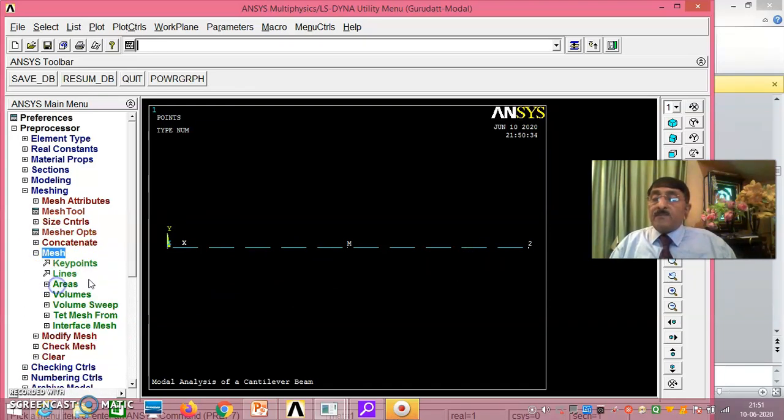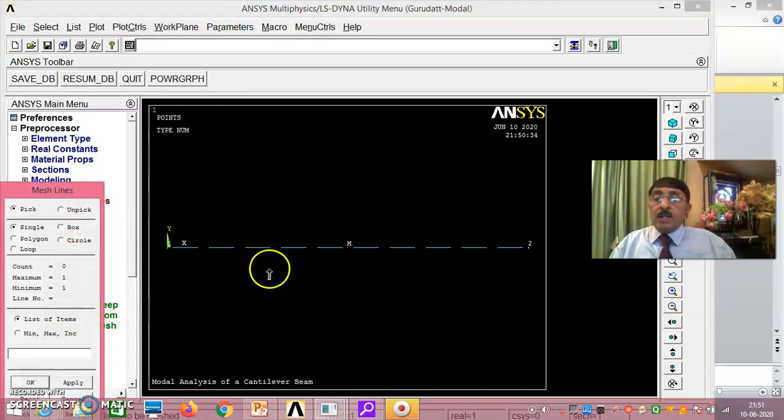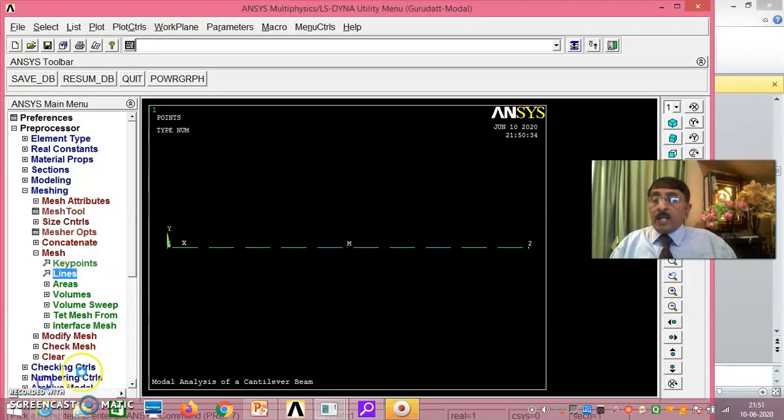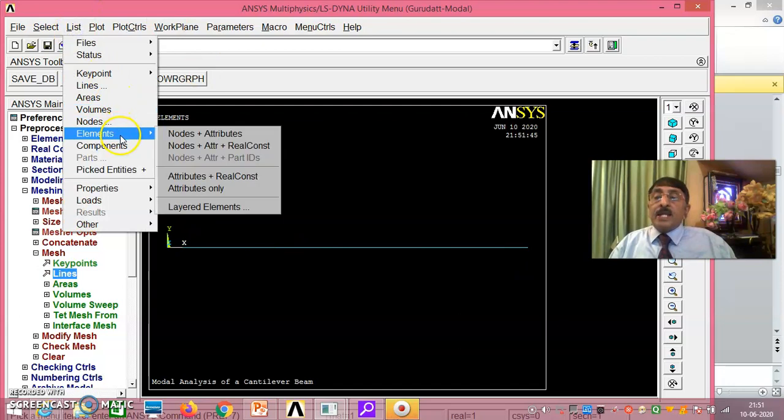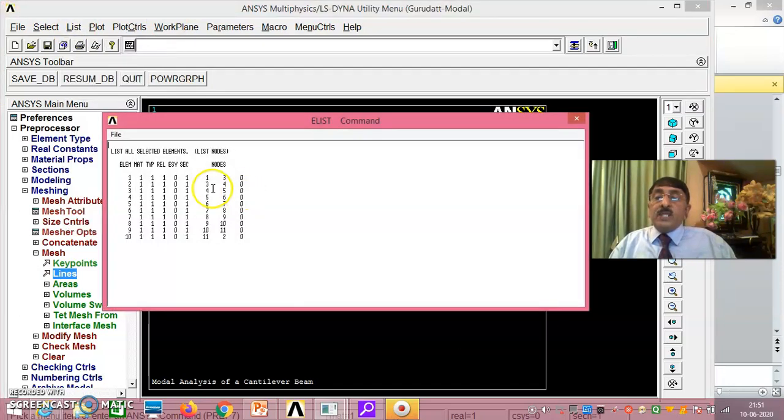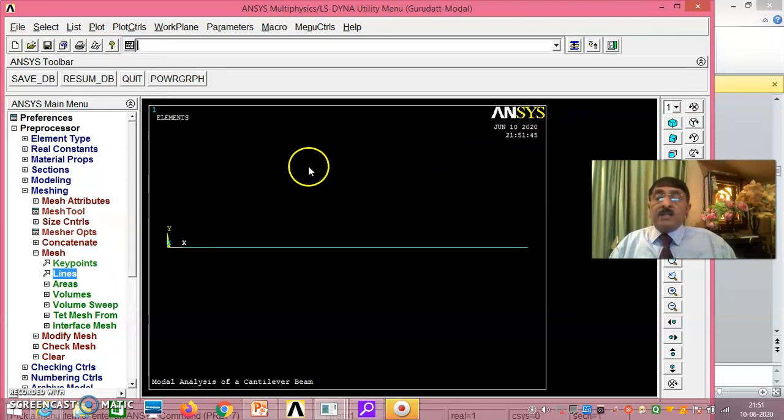Now mesh, lines, pick this. If you pick this, this has been converted into number of elements. Now you see here, list, elements. If you see here, 10 elements would have been created. Now you please understand, now we have done this.